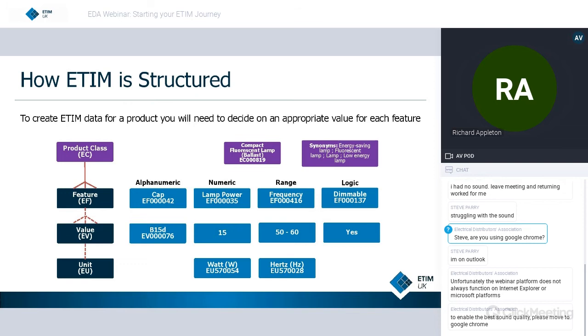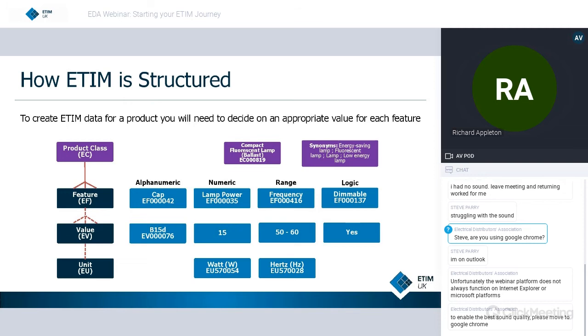The third type of feature is a range feature. This is similar to a numeric feature in that the values that you will assign will be numbers, but in this case there'll be 2 numbers, an upper and a lower limit to the range. And again, a range feature can have a unit associated with it, although it doesn't have to. It depends on what the feature is.